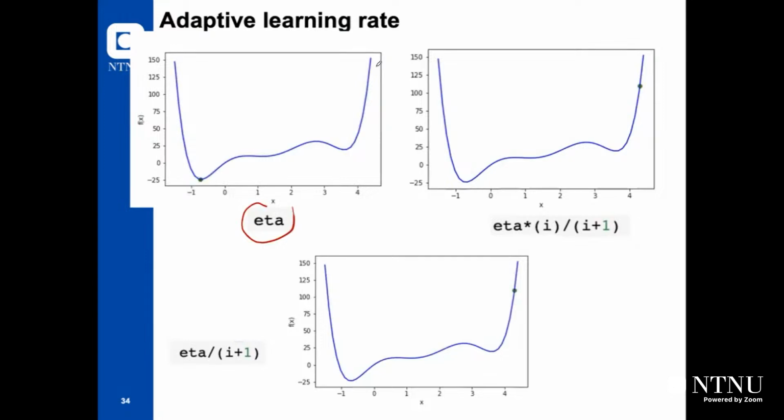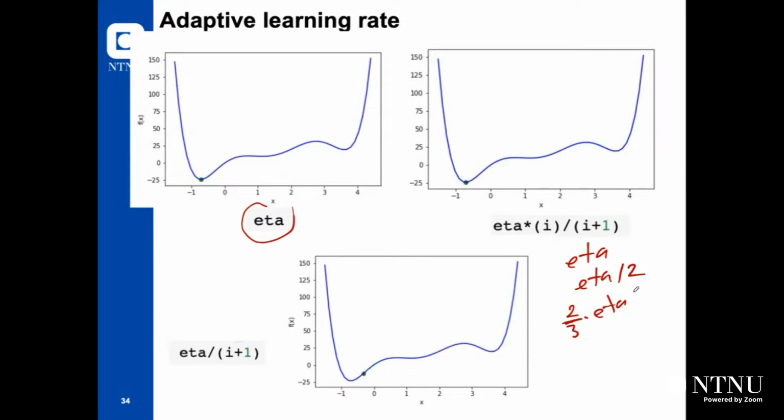But instead of using just eta, maybe I can use eta as a function of the number of iterations. If you multiply eta by i divided by i plus 1, for example, then if i equals 0, in the first iteration we start with eta. But if i equals 1, it will be eta divided by 2. In the second iteration, the learning rate will be 2 eta divided by 3, so 2 divided by 3 multiplied by eta, and so on. So you will start with a large eta, and you will end up with a very, very small learning rate.